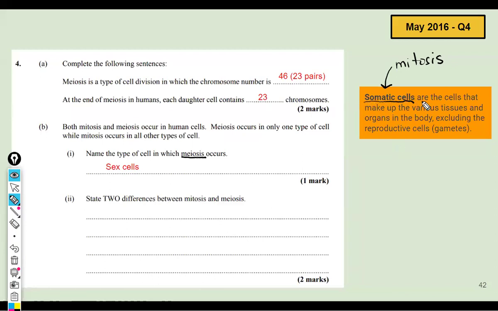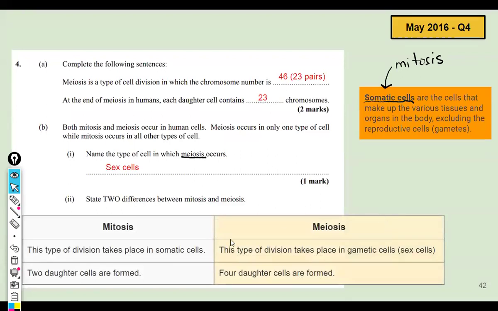That's somatic cells. State two differences between mitosis and meiosis. Well, I put this in table form. What I just put here should be obvious by now. So I will let you all read those, and then you can pause the video, obviously, and let's move on.